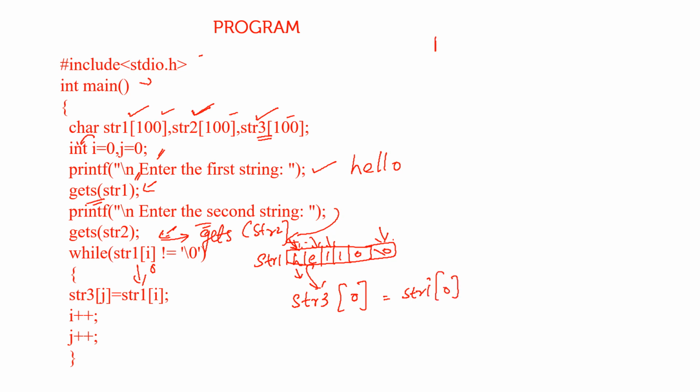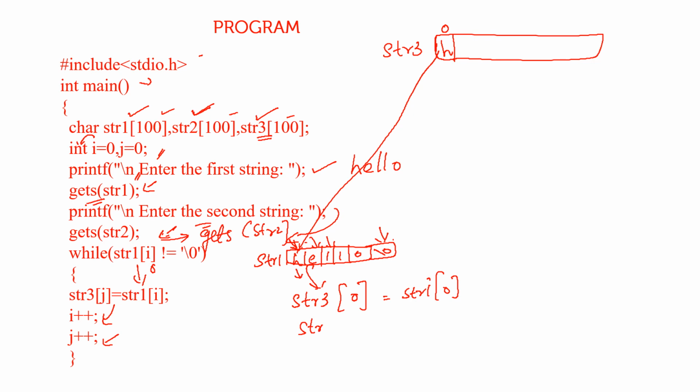So what will be happening in your string 3? If I take this as str3, 0 will be assigned string 1 of 0. What is your string 1 of 0? So H will be assigned here. Now H will be copied. Okay. Now after that you are incrementing the value for i, you are incrementing the value for j. So what will be happening next? String 3 of 1 will be equal to string 1 of 1. So H E, right? E, L, L, O.